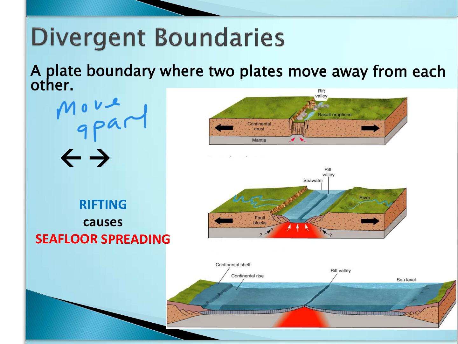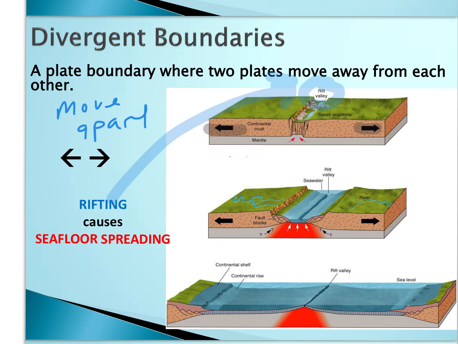So take a look at these diagrams. Make sure you're familiar with what you're looking at here. Key things: we see the arrows over here, and those arrows are showing that they're separating. You're forming the rift valley up here. And rifting we see happening over here. That's the actual separating of plates.